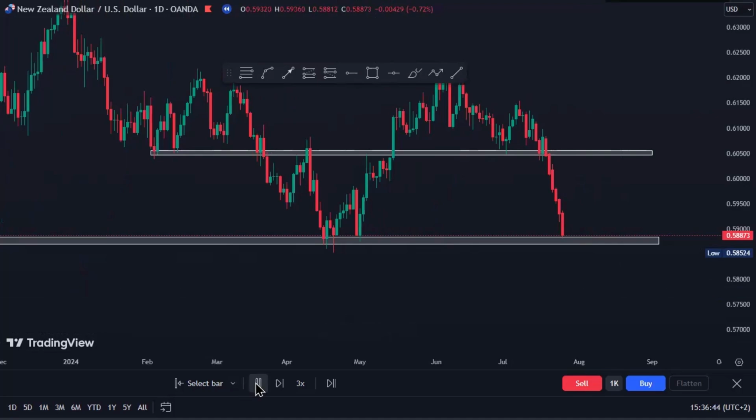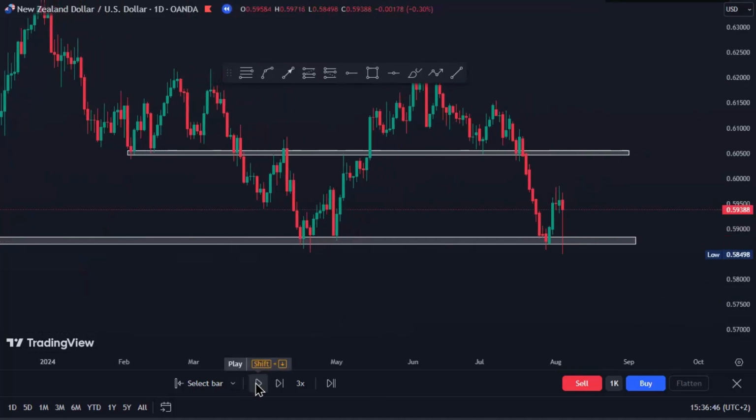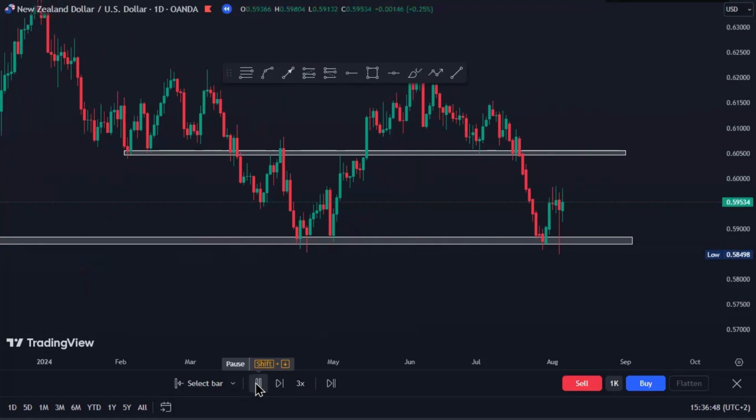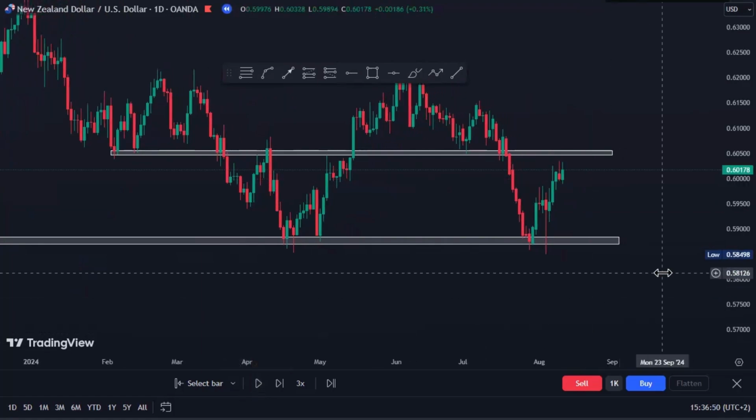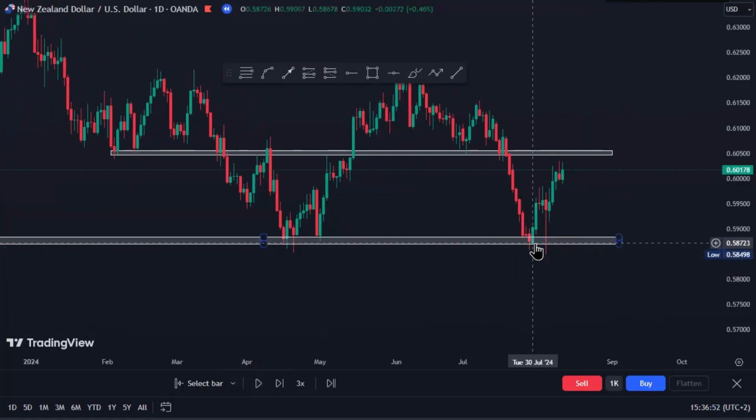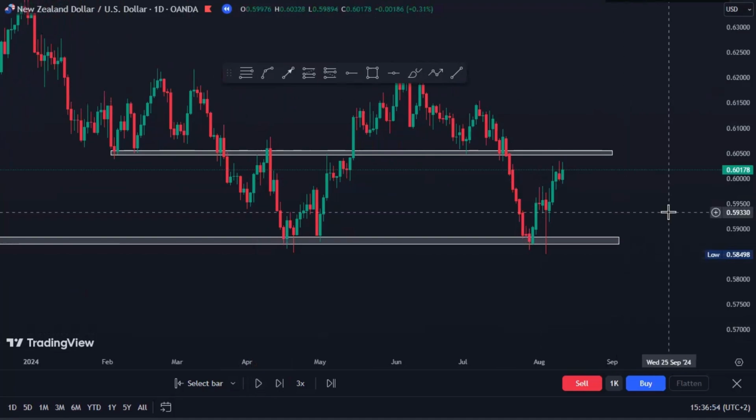Let's see. Beautiful. You see? The market came back here and bought. Do you see? So that is the importance of identifying strong zones. You must know how to identify strong ones.